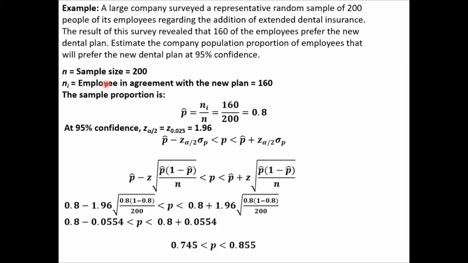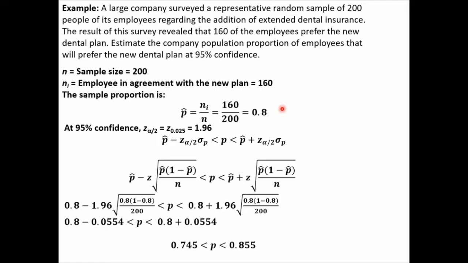And we're going to repeat everything we did before. It's a systematic process, with systematic steps. Here is a sample size of 200. Here are the employees that agreed to the new dental plan, 160. That gives us a point estimate p hat of 160 divided by 200. So we have a 0.8 point estimate, or 80% are saying that they agree.